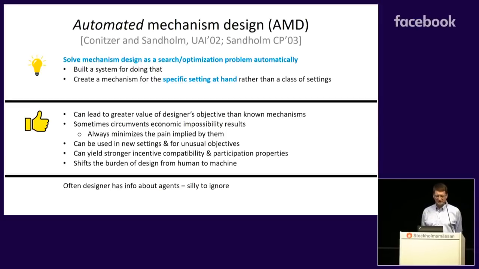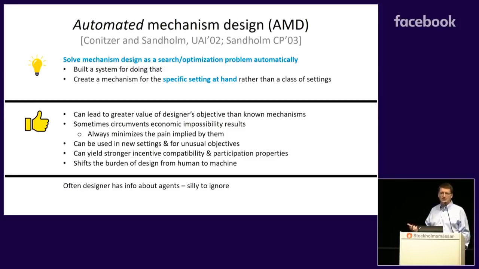But what are the benefits of this? Well, one is that it can lead to greater value of the designer's objective than known mechanisms. One of the main examples throughout this tutorial is greater revenue. When we want to sell things, we often want to maximize revenue, and I'll show you that we can get much higher revenue with these mechanisms. But that's not the only kind of objective you might want to look at. You might want to look at fairness objectives and bundles of different objectives and so on.